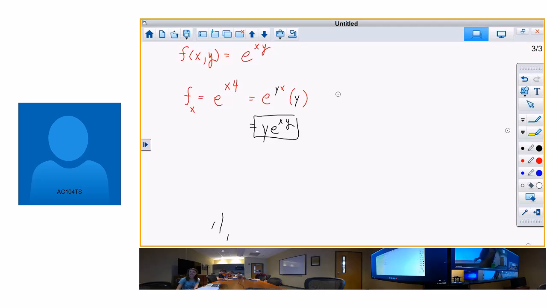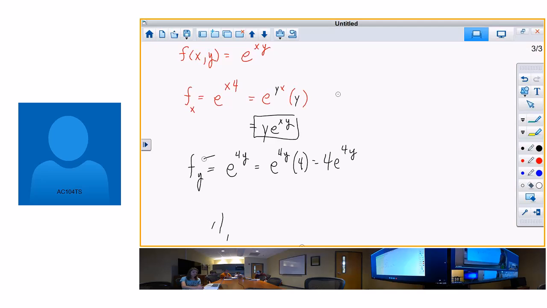F of little y. So that means I want to take the derivative of e to the xy, but this time I'm going to change x to the what? To the 4. So e to the 4y. And that's going to come out to be e to the 4y. And what's the derivative of 4y? 4. So 4e to the 4y.